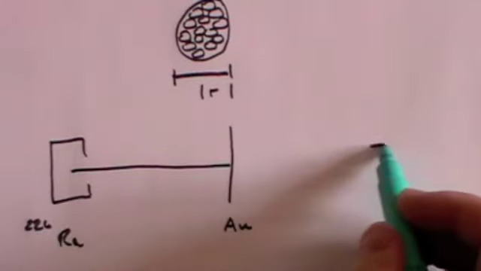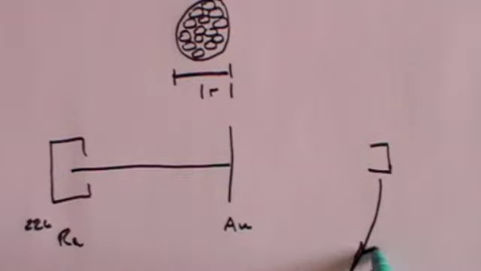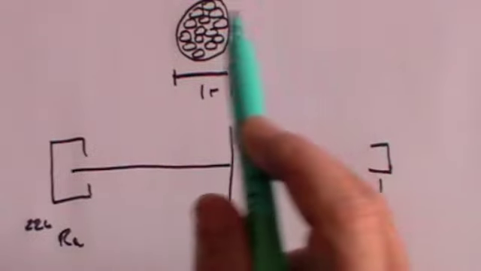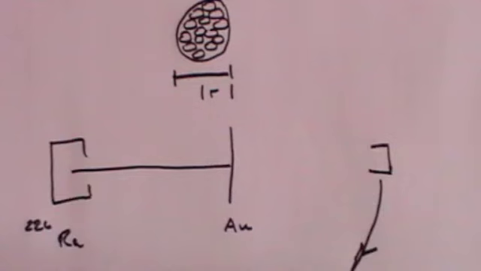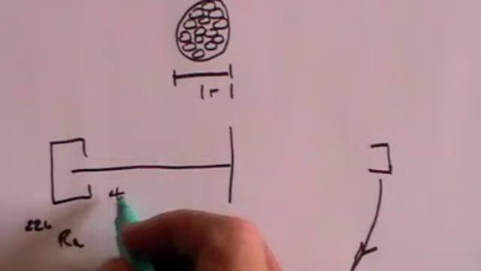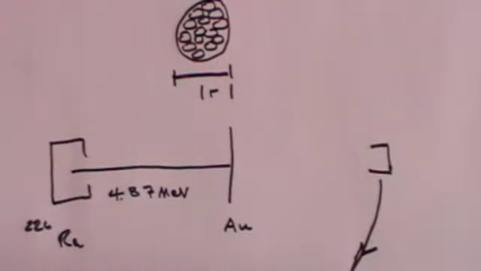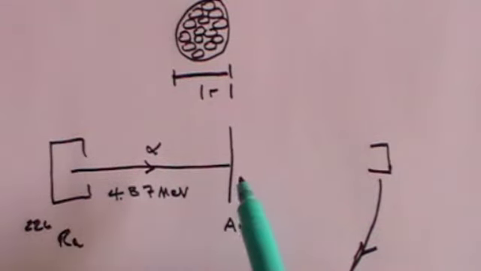And then on the other side he had a detector, and that detector was on a swivel, so that he could actually move the detector right the way round in almost a full circle to detect whether alpha particles came off here, here, here, or wherever. The energy of the alpha particles was 4.87 MeV, and these here are alpha particles hitting the gold foil.